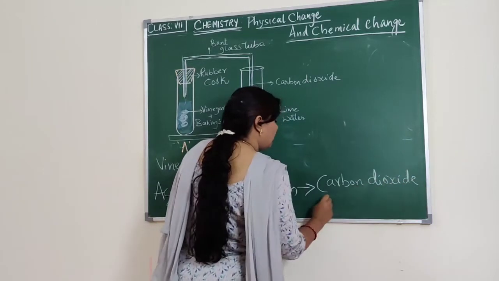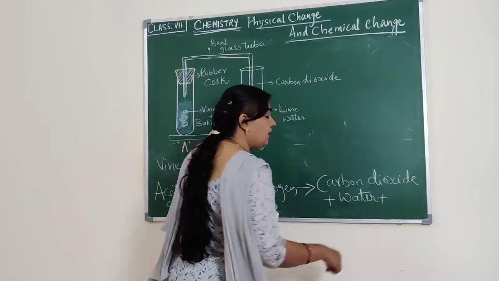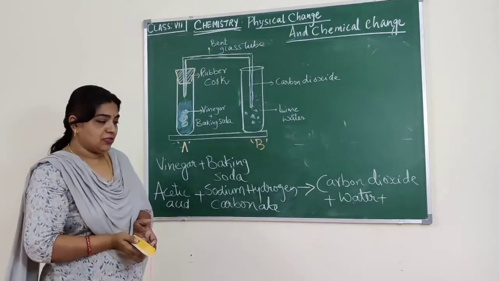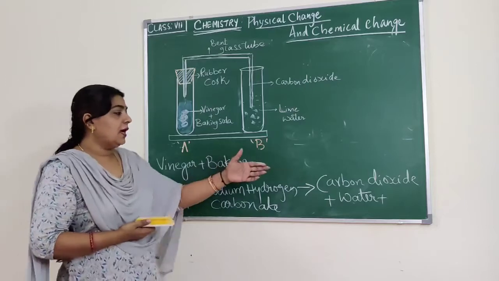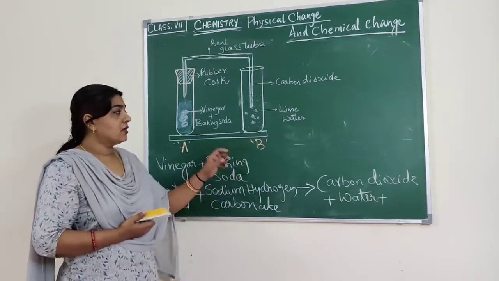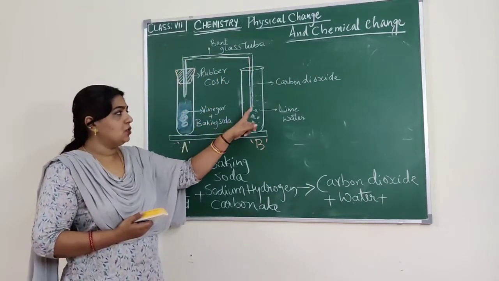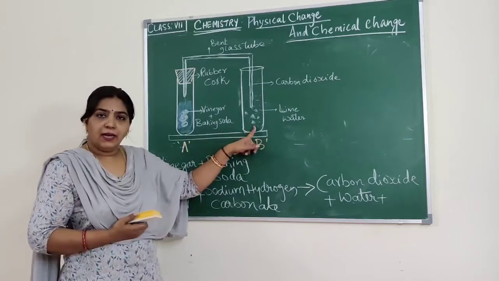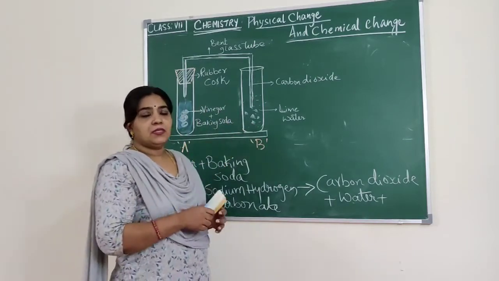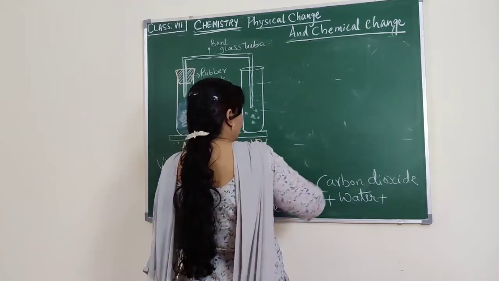And one more product is formed. Water and even one more substance will be formed. Okay. So carbon dioxide plus water is formed. This carbon dioxide, when it is passed through the bent glass tube, will reach the lime water. So what happens in test tube B? So let us see.